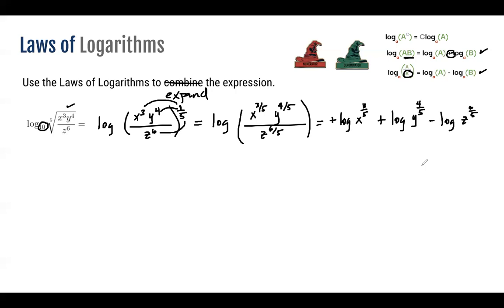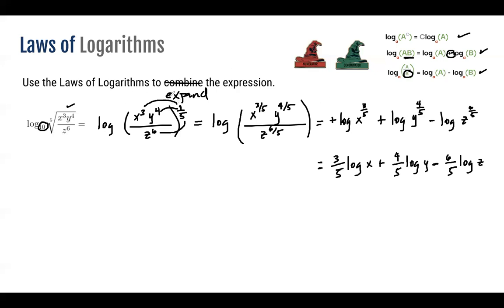Now we have to do something to those exponents by using this law, the first one that we have listed. So that would make the first one 3/5 times the common logarithm of just x, then 4/5 times the common logarithm of just y, minus 6/5 times the common logarithm of z. This is our final answer, but someone could express this in a different way.